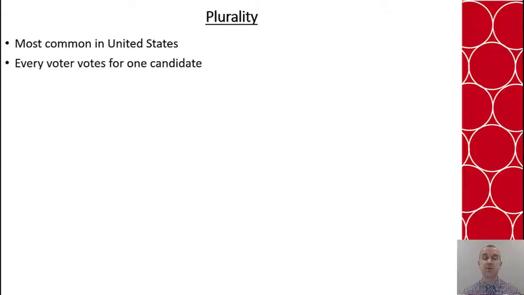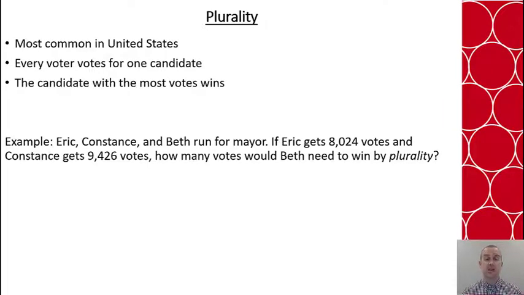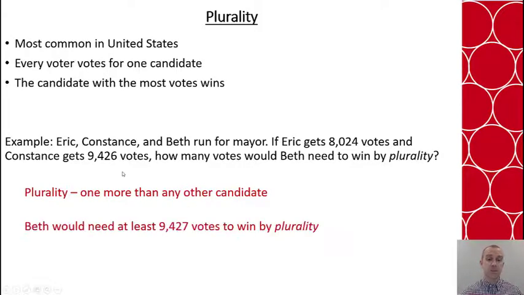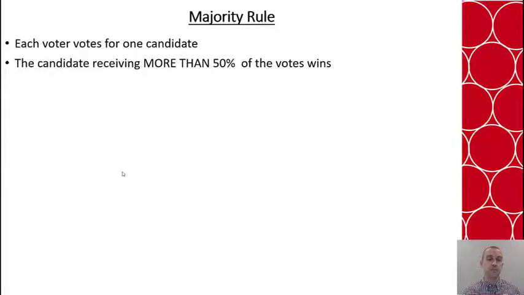In this one, every voter votes for one candidate, and whoever gets the most votes wins. Doesn't matter what percent of the vote, as long as they have the most votes. So let's say we have Eric, Constance, and Beth running for mayor. And if Eric gets 8,024 votes, Constance gets 9,426 votes, how many would Beth need to win by plurality? Again, plurality just means she needs one more than any other candidate. So since Constance had 9,426 votes, Beth would just need 9,427 to win by plurality.